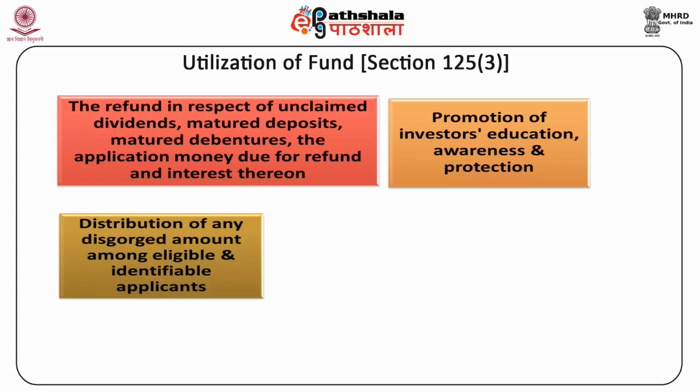C. Distribution of any disgorged amount among eligible and identifiable applicants for shares or debentures, shareholders, debenture holders, or depositors who have suffered losses due to wrong actions by any person, in accordance with the orders made by the court which had ordered disgorgement. D.